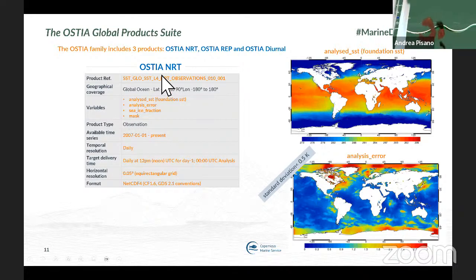Ostia Near Real Time in practice provides daily global level 4, or gap-free, maps of the foundation SST at 5 kilometer resolution, covering the period from 2007 up to present. The main variables are the analyzed SST or foundation SST, analysis error, sea ice fraction, and mask. Remember that these variables are the same for all the SST products, either global or regional. The analysis error map can be useful, which gives you an estimate of the SST error. On average, this product has an error less than half a degree.